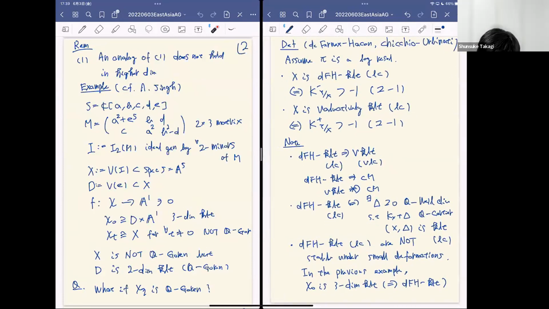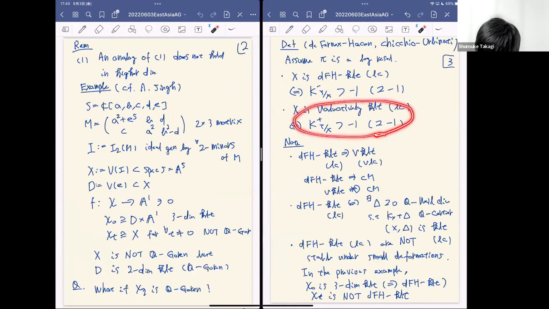But unfortunately, general fiber is not different Heikon KLT in this example. So from a deformation theoretic point of view, different Heikon KLT or log canonical does not behave well. So in this talk, let me focus on the other type of singularity, I mean, variative KLT or variative log canonical singularity.